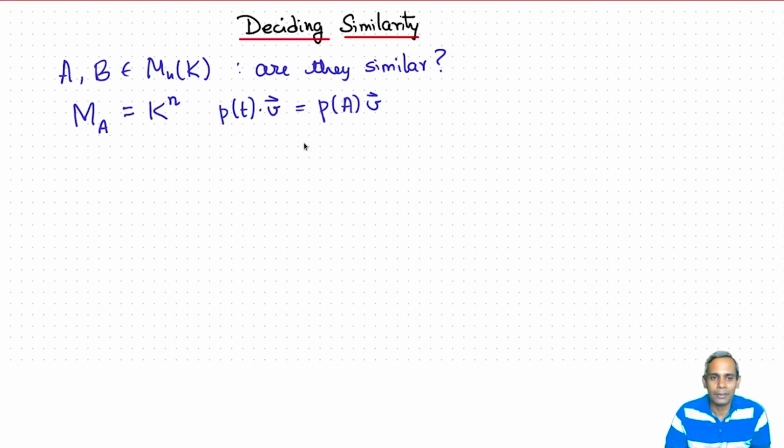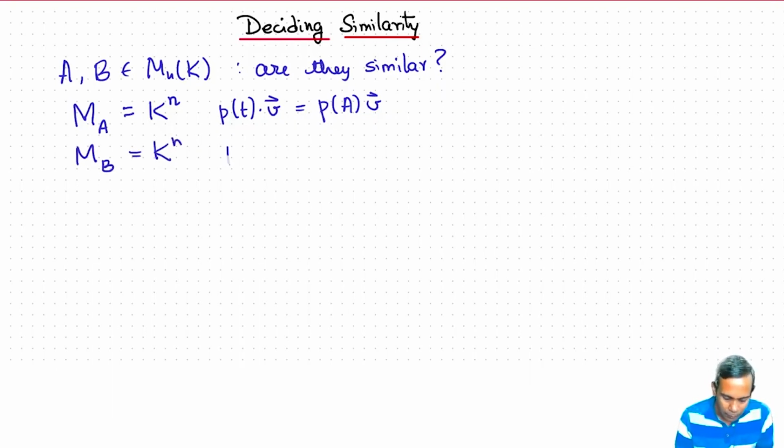And similarly, we have M_B is K^n, but now P(T)·v. Maybe here I'll write a dot A, here I'll write a dot B. That means the module structure in M_B is P(B)v.